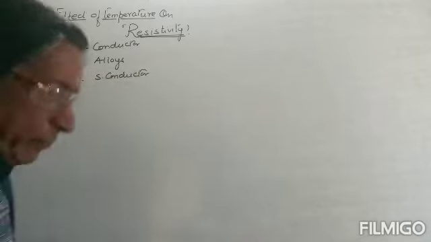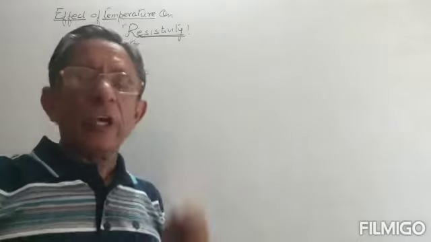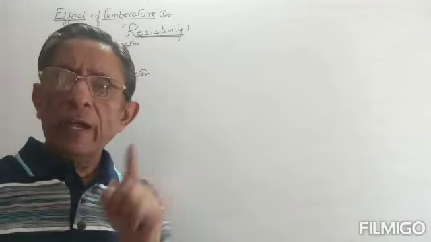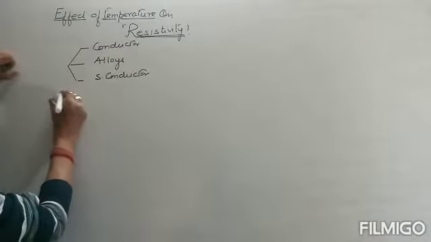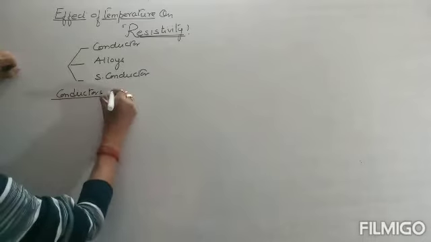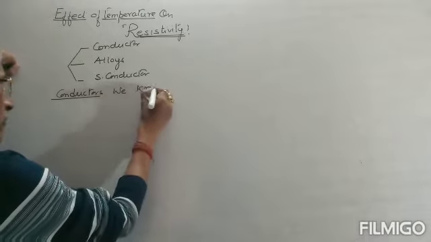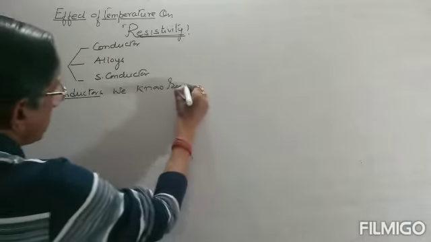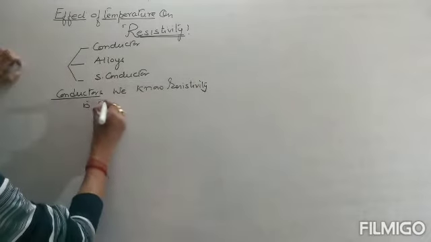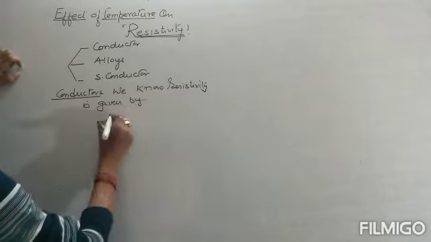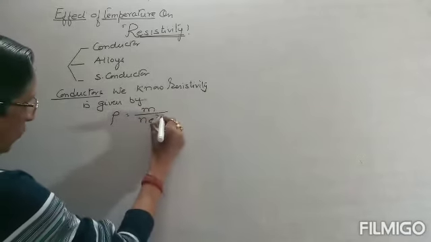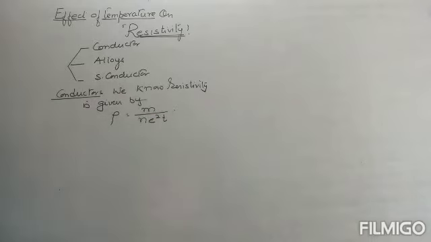So in order to study the effect of temperature on a substance, substances are classified into three categories: conductor, alloy, and semiconductor. First of all, we take conductors. Students, we know resistivity is given by rho is equal to m upon n e square tau, m upon n e square tau.